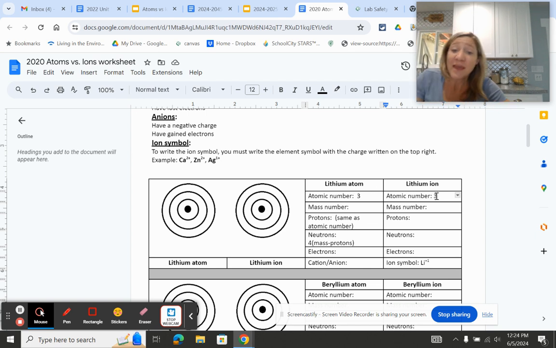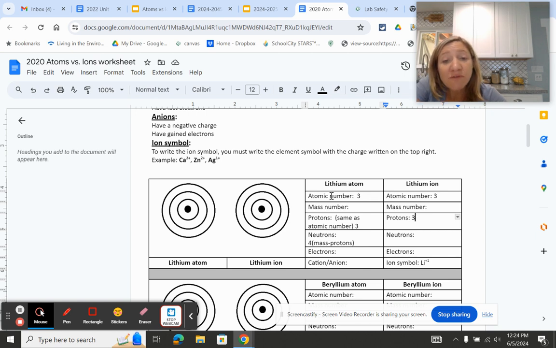What's also cool is that that has to be the same as the number of protons. That's what actually defines it. So I can go ahead and put a 3 there as well as right there. Okay, so protons are always the same as the atomic number. These are definitely things I would encourage you to put in your knowledge organizer. Those are always the same.